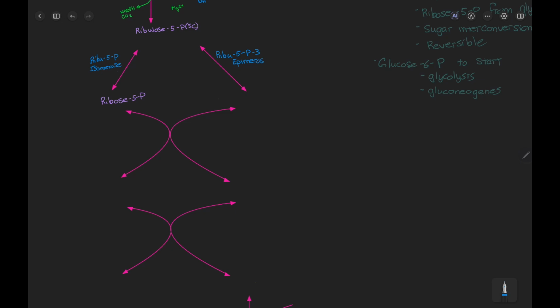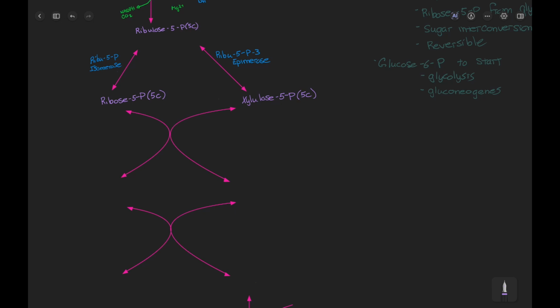A second enzyme can come in with the ribulose 5-phosphate called ribulose 5-phosphate epimerase, to generate xylulose 5-phosphate, which still has 5 carbons. These two reactions here can happen in parallel, with some of the ribulose 5-phosphate going to ribose 5-phosphate and some going to xylulose 5-phosphate.